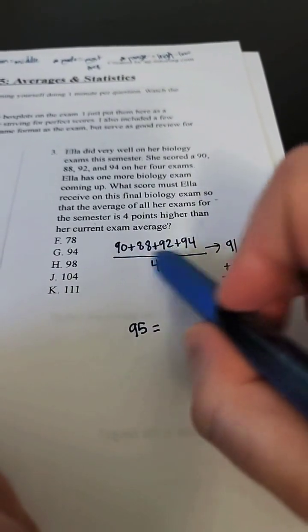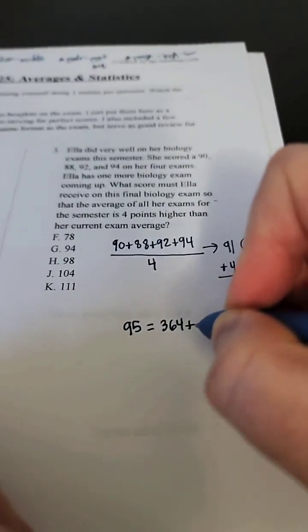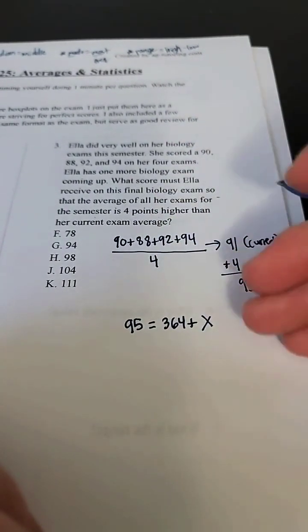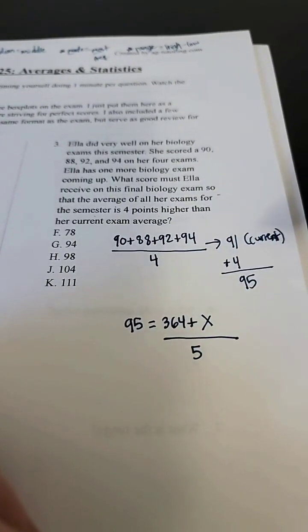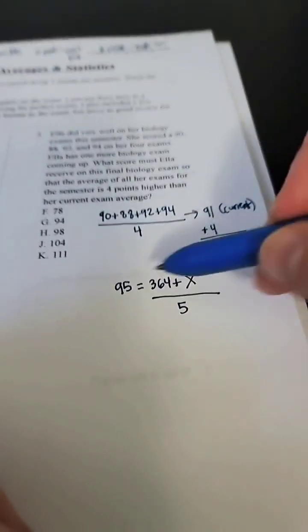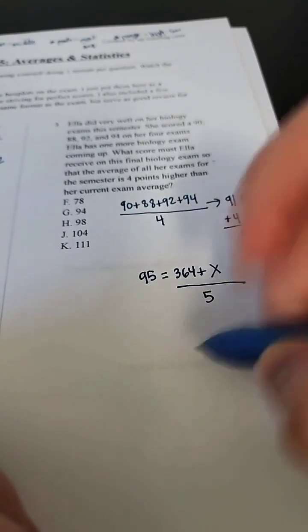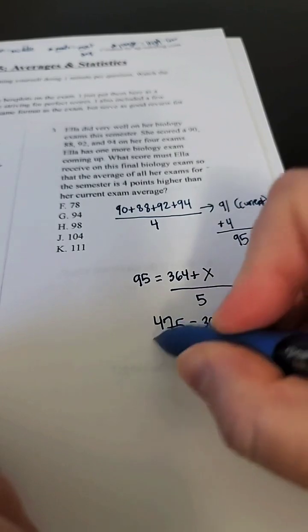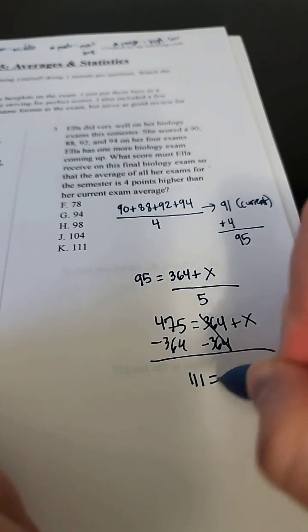And we already know from adding up all these numbers before that this is going to be 364 plus whatever this mystery grade that she gets on the exam is that we're solving for, divided by, there's now 5 exams that we're talking about. And then all we have to do is multiply each side by 5 and solve for x after that. So we multiply each side by 5, and we're going to get 475 is equal to 364 plus x, and subtract 364 from each side. And when we do that, we're going to get that x is equal to 111.